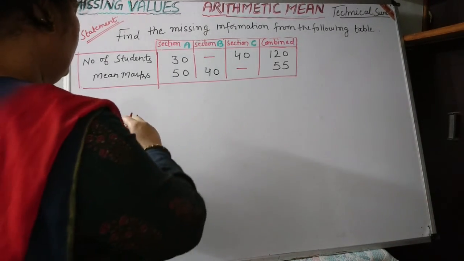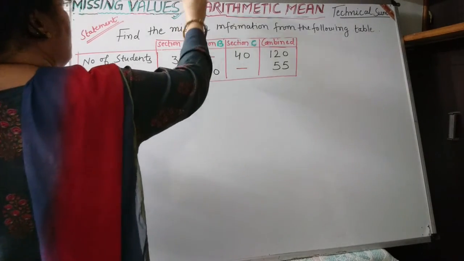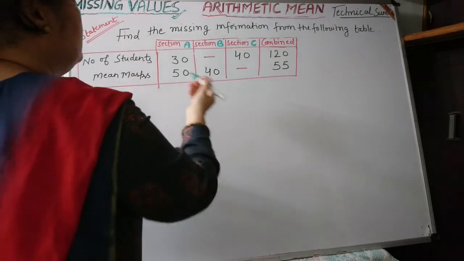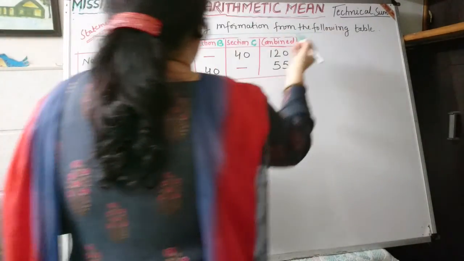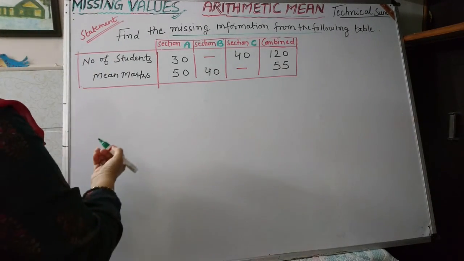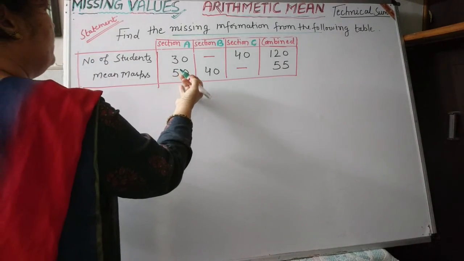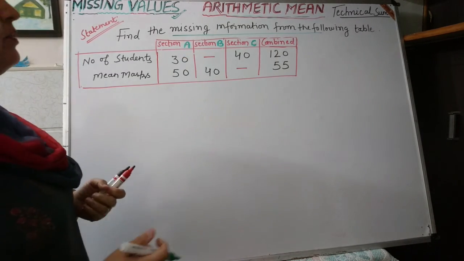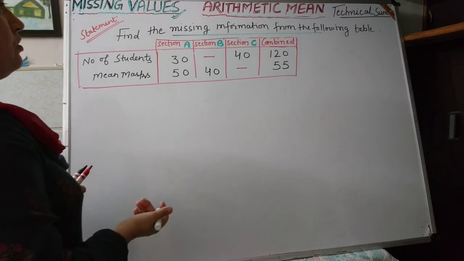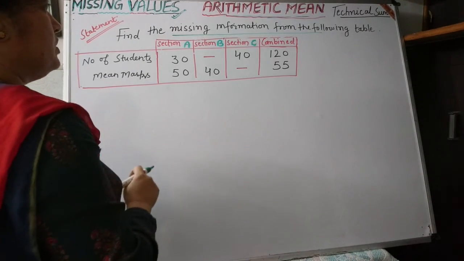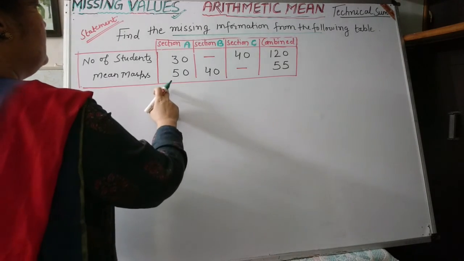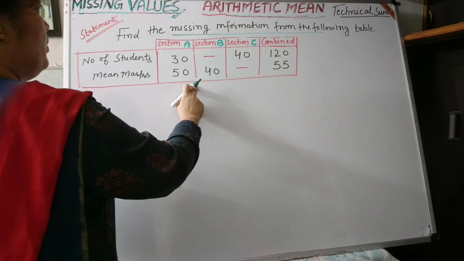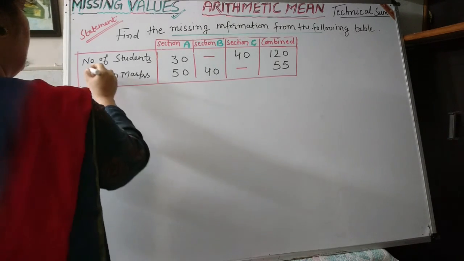In this video we will calculate the missing values. A statement is given, and it is related to either simple arithmetic mean, weighted arithmetic mean, combined arithmetic mean, or corrected arithmetic mean. From this statement we will first of all check which type of information is given. So let us see.